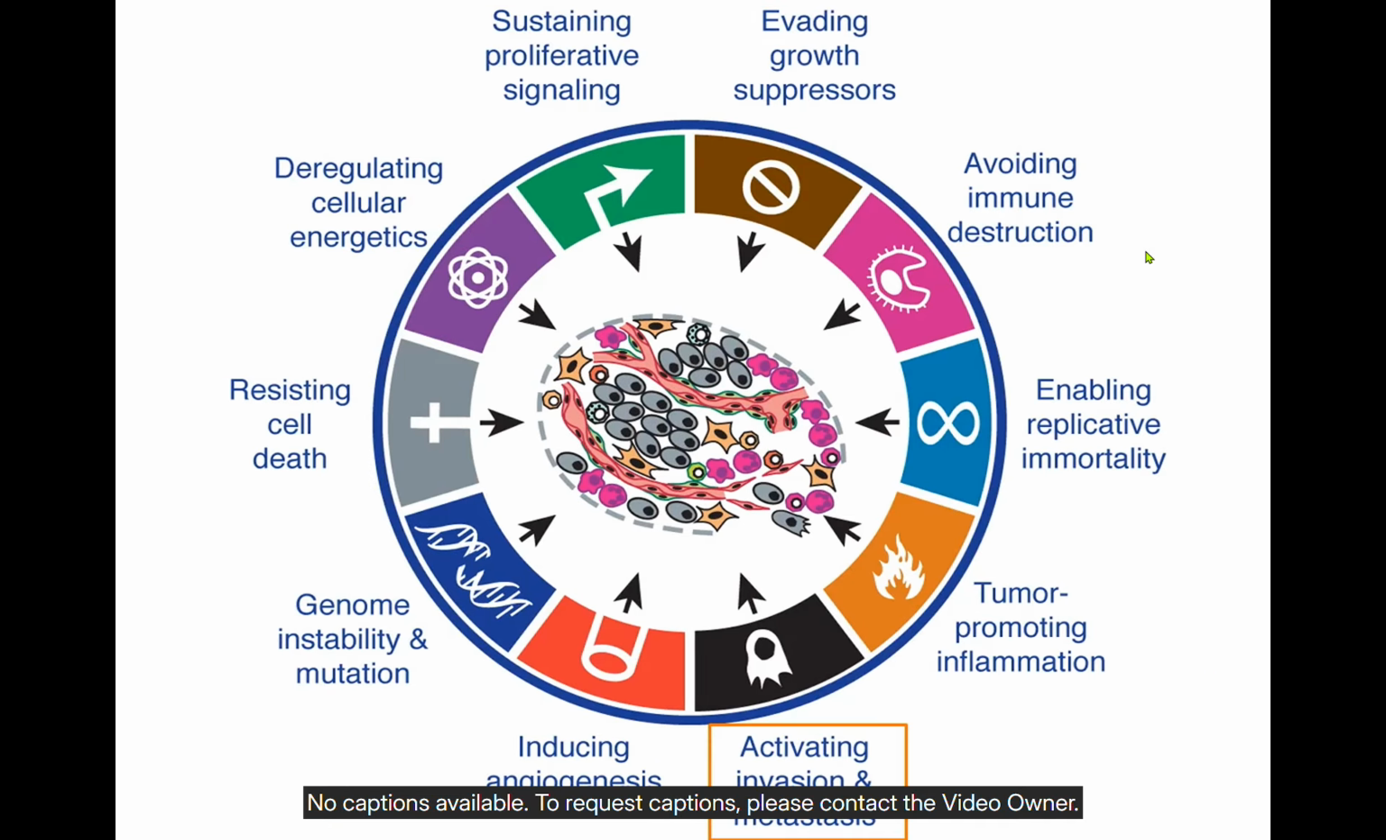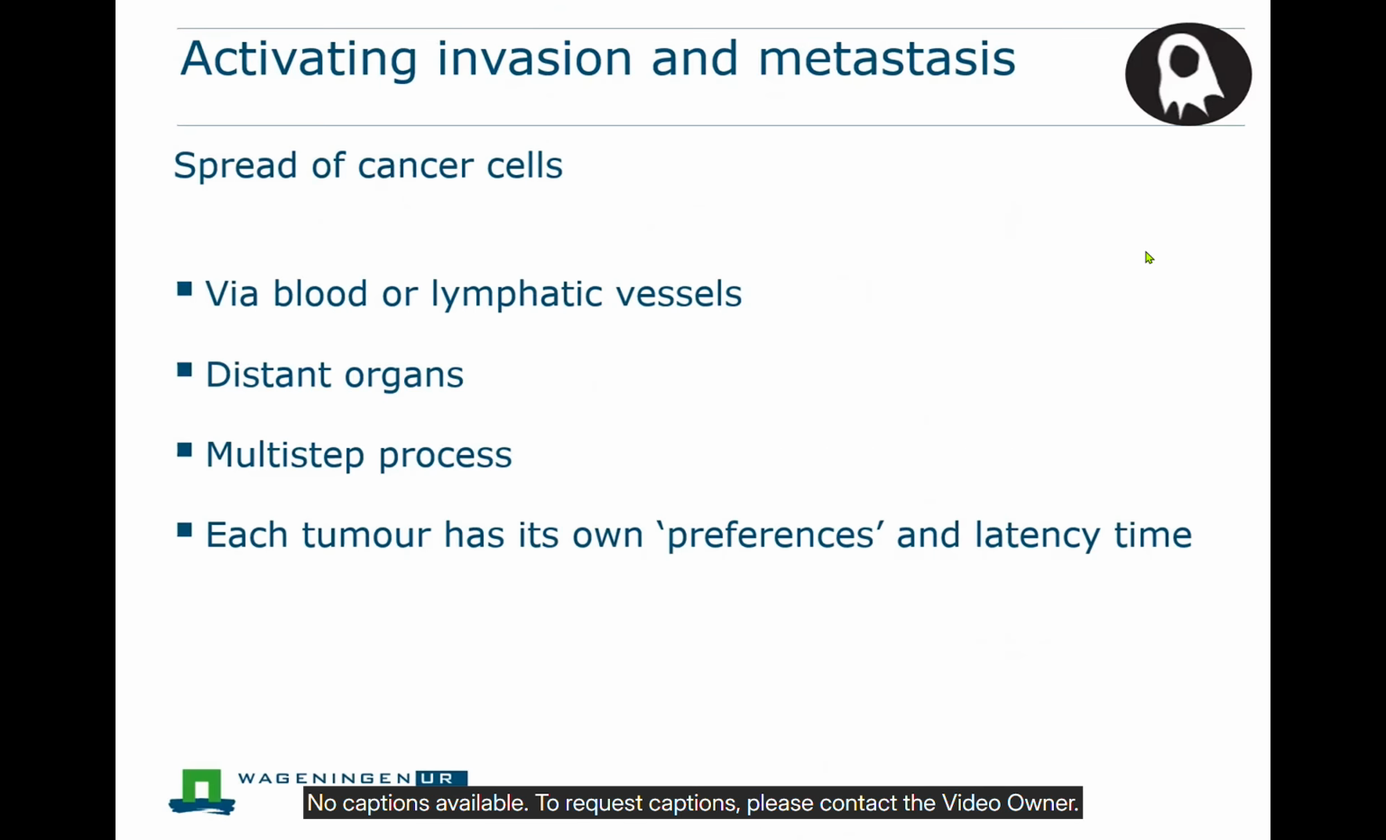We will now continue to the next core hallmark, which is activating invasion and metastasis. Activating invasion and metastasis is actually the spread of cancer cells. I already explained that spread of cancer cells can be facilitated via newly formed blood vessels, but also via lymphatic vessels. The cancer cells can spread to distant organs, so other places in the body, and this is again a multi-step process.